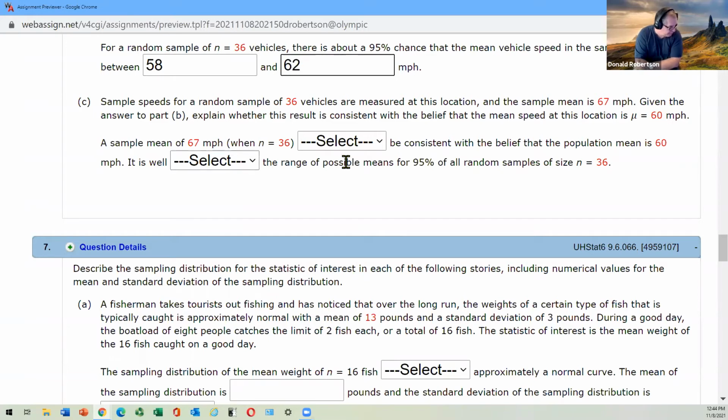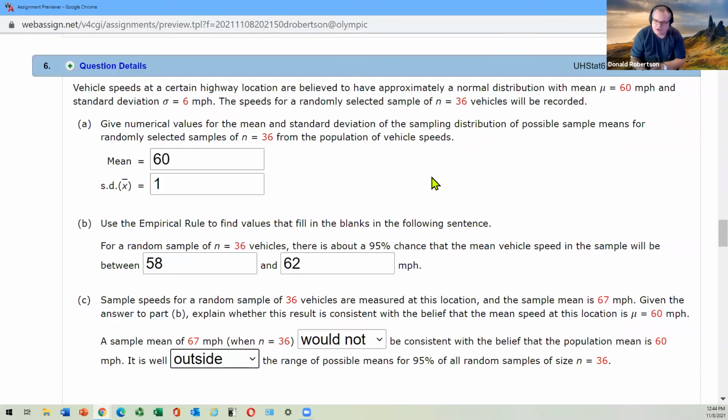So the sample mean of 67 would not be consistent with the population mean being 60. It is outside the range of possible values. Now, what that is, it's a bit like an experiment where you make an assumption. This road here, the usual traffic speed is 60. For whatever reason, you decided that, right? That's what you thought it was. You then did a sample and you go, if my assumption of 60 was correct, sometimes you get a little bit more, sometimes you get a little bit less. The kind of range you would expect to happen 95% of the time is 58 to 62.